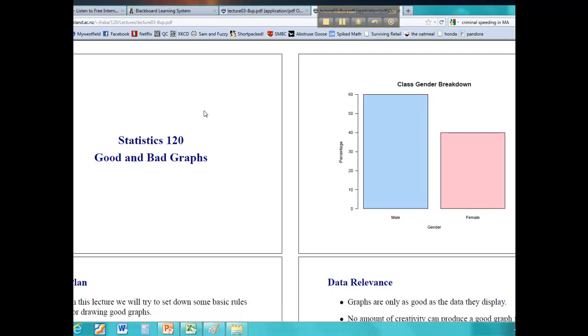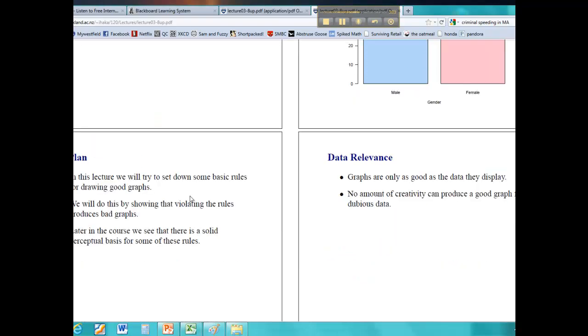Let's look at some good and bad graphs. Here's an example of a good graph because it has a clear title, clear labels on the X and Y axes. It's missing an axis down here, but we really don't need it because it's a bar of male and a bar of female, whereas the class is 60% male and 40% female. Basic rules of drawing good graphs and relevance. You can read these at your leisure. I will include this in the work to read.